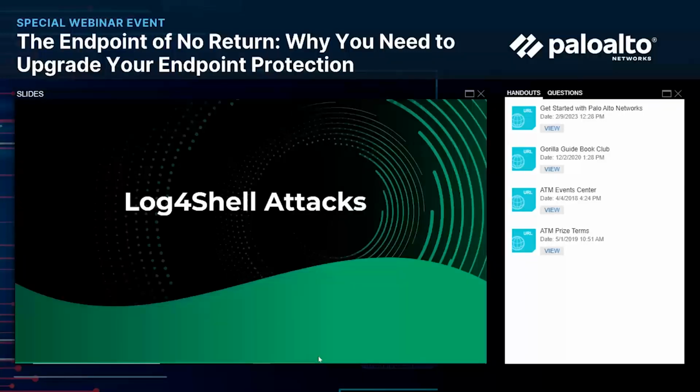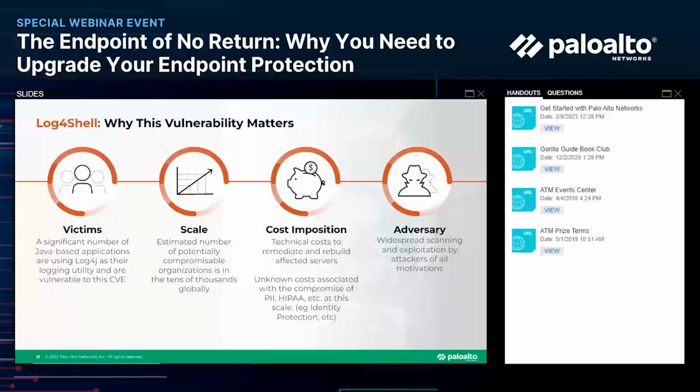So the first attack we'll take a look at is the well-known Log4Shell attack that wreaked havoc right around the holidays at the end of last year. In December, a critical remote code execution (RCE) vulnerability in Apache's Log4j library was discovered and exploited in the wild. This vulnerability, known as Log4Shell, let a remote attacker execute arbitrary code on an affected server. So why did this vulnerability matter?